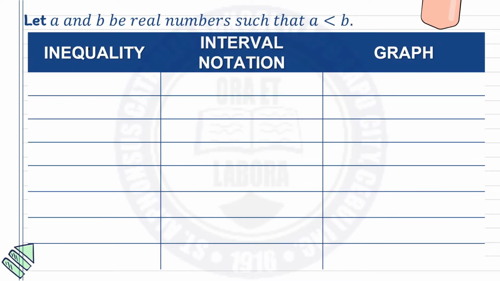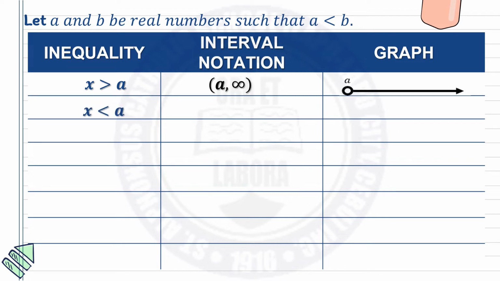Let A and B be real numbers such that A is less than B. X is greater than A. The interval notation would be from A to infinity. The graph will use a hollow dot and going to the positive infinity.